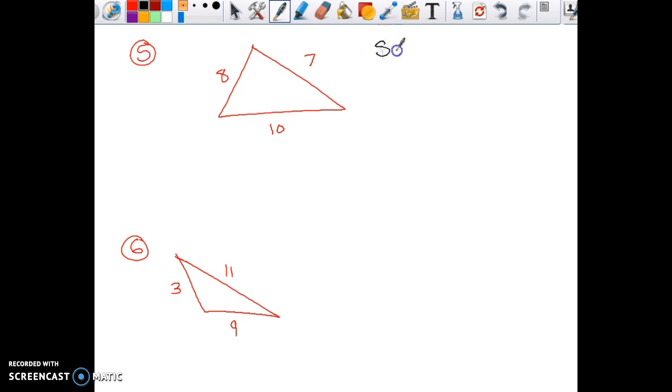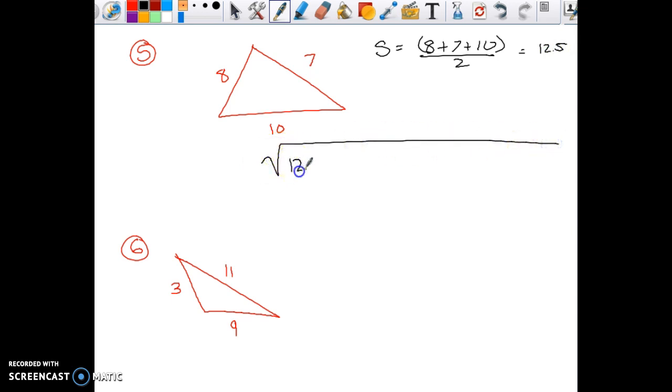And step 1 is to find S, which is half of the perimeter. So I'm going to add up all 3 sides and divide that by 2. And that's going to give me 25 divided by 2, so 12.5. So in your formula, you take that 12.5 and you're going to multiply it by the difference between 12.5 and each of the sides.